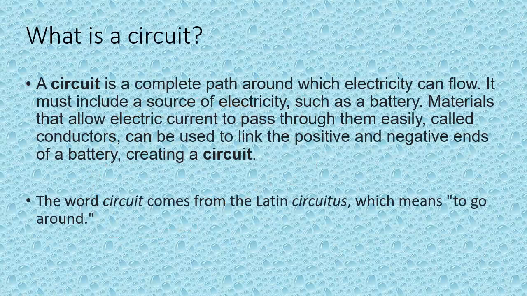Again, as review, a circuit is just a complete path around which electricity can flow. It has to include a power source such as a battery. The materials that the electrical current passes through are called conductors, and they're going to be connected to the positive and negative ends of the battery in this case, so it's going to create a circuit. That word circuit, just so you are aware, comes from the Latin word circuitous, which just means to go around. So think about the word circle, think about the word circuit, and then look at that Latin word circuitous, and they're all blended together. Okay, so let's go ahead and get started.